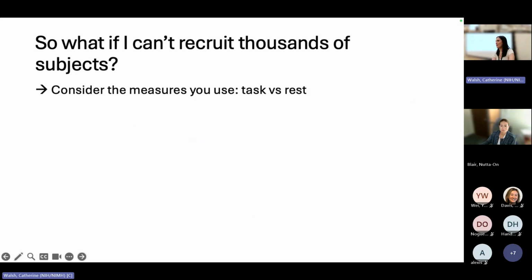So what if I can't recruit thousands of subjects? What can I do? How can I study brain behavioral correlations in a better way? So the first consideration you can make is what brain data you're collecting. Are you collecting task versus rest?